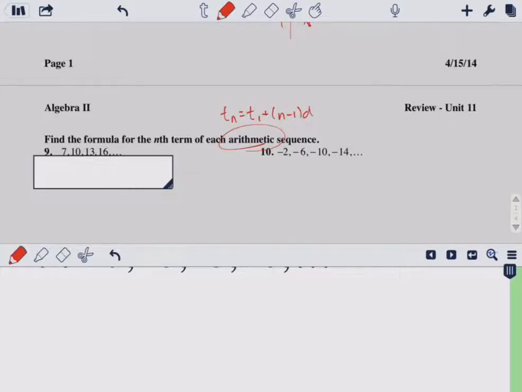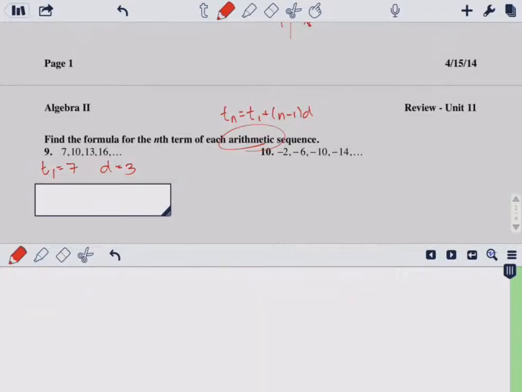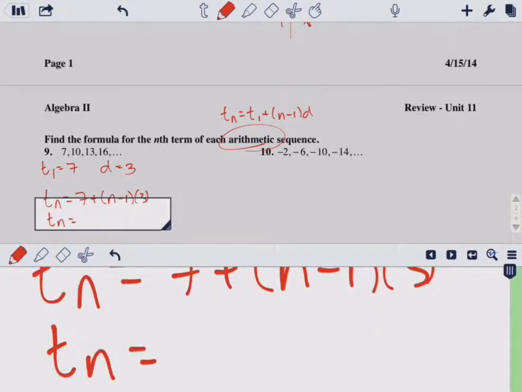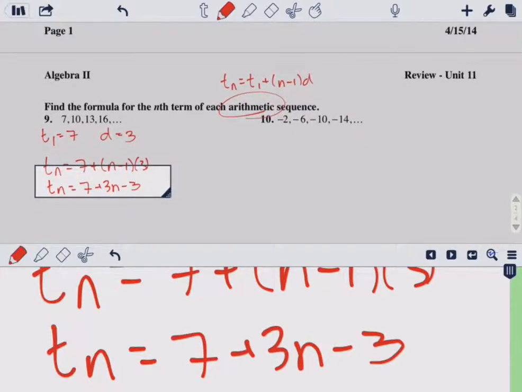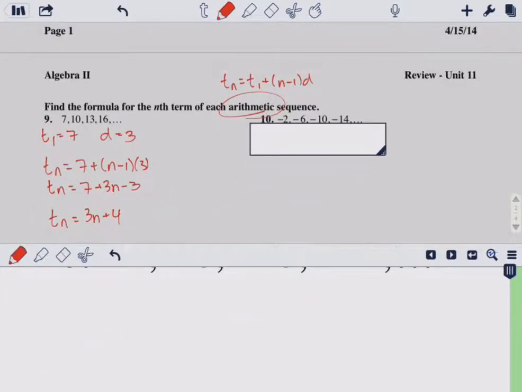Let's do that. So in this case, t sub 1 is equal to 7, d is equal to 3. So we just plug in: t sub n is equal to 7 plus n minus 1 times 3. So I'll get t sub n is equal to 7 plus 3n minus 3. And I prefer to write it like it's linear, but you don't have to. You could do 4 plus 3n or 3n plus 4.